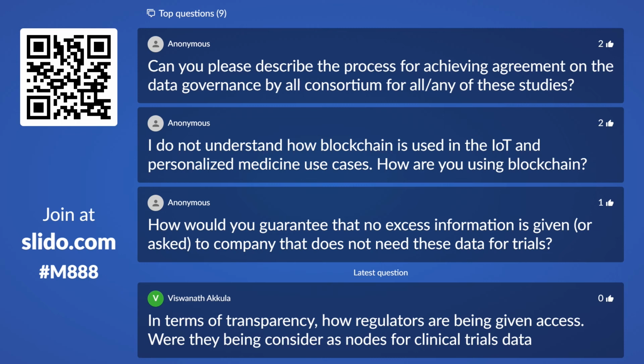Actually, there are many questions coming in for you, Xenia. There's another one here: could you describe the process for achieving agreement on the data governance by all the consortium for all or any of the studies that are going on?